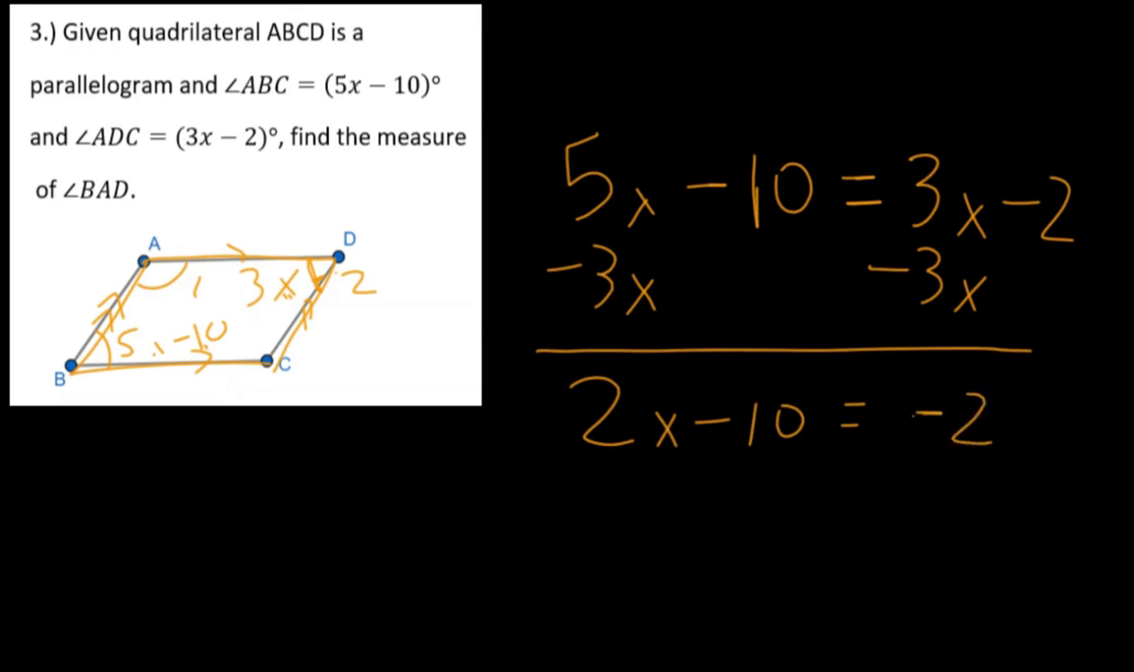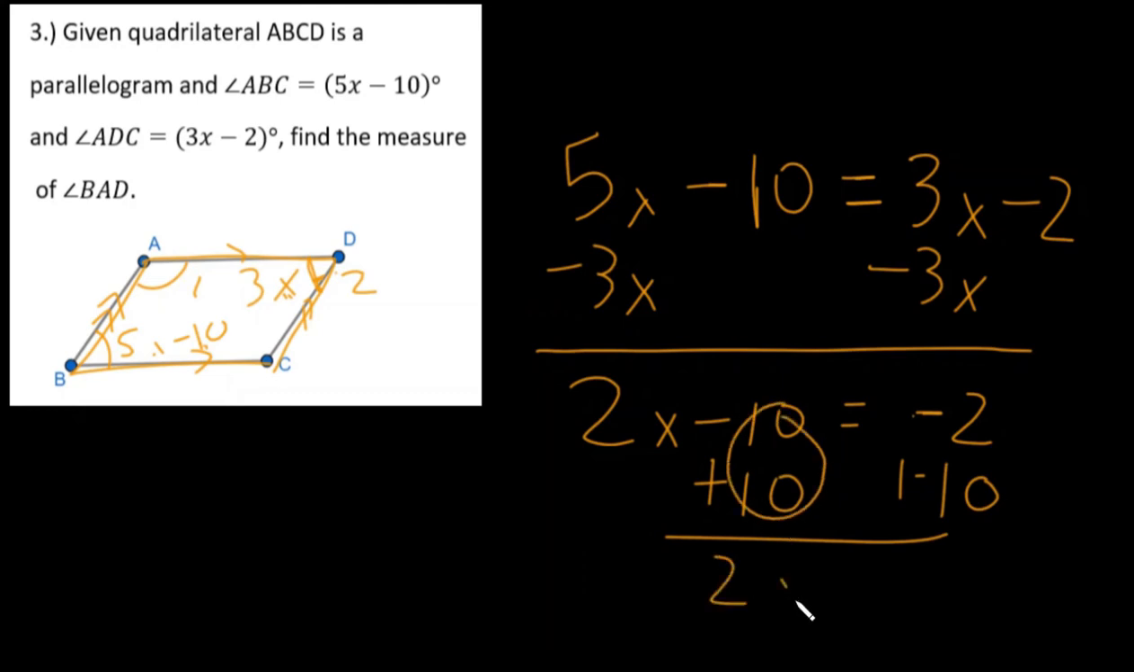negative 2. Now from there, all we have to do is get x by itself. Remember, we always get rid of our addition or subtraction first. So the opposite of minus 10 will of course be plus 10. And we'll add 10 to both sides, plus 10. And once those cancel out, we now have 2x equals, and what is negative 2 plus 10? Well, of course, that will give us 8.